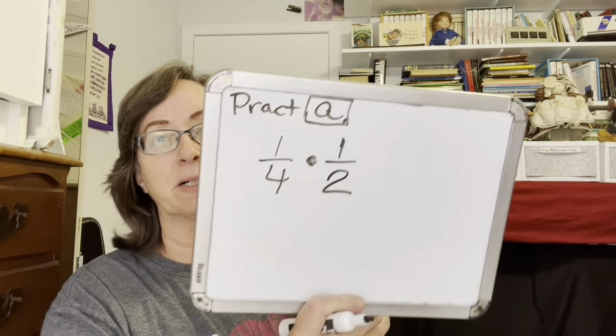Okay, so now it is time to do our practice problem A. Oops, I flipped my page. A says multiply 1/4 and 1/2. So we're going to put 1/4 times 1/2. Use an area model to illustrate the multiplication.